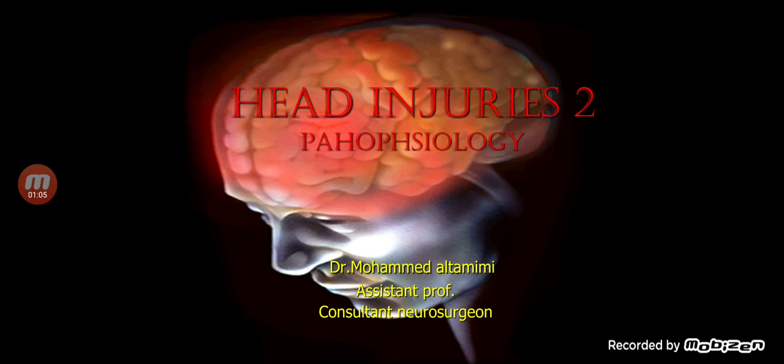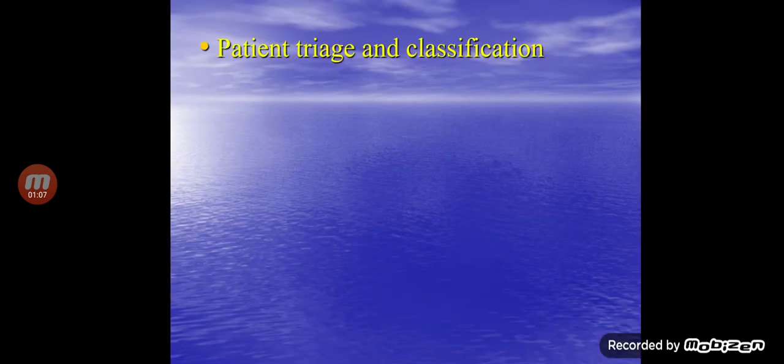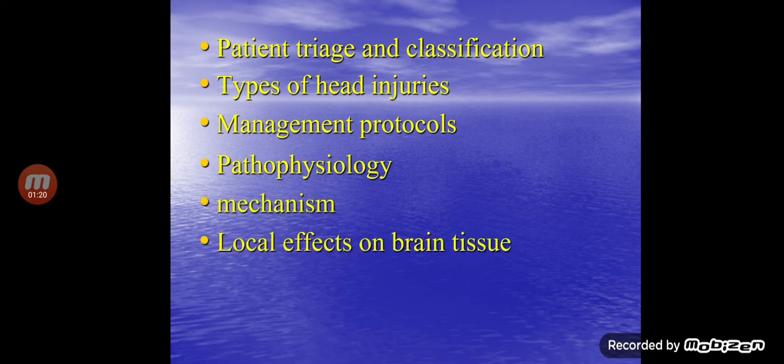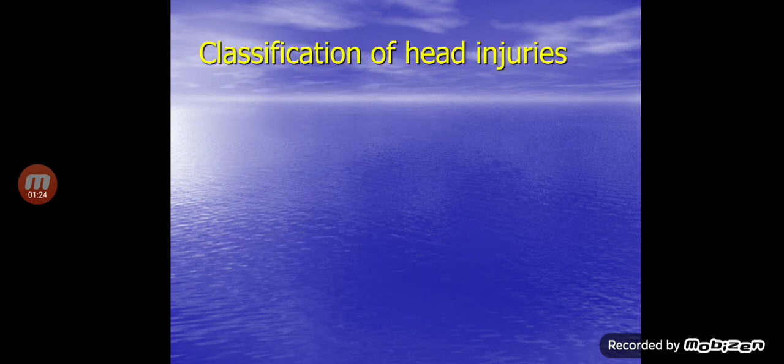We talked previously about patient triage and classification, the types of head injuries and their management protocols. But today we will focus our talk on the pathophysiology, the mechanism, the local effects on the brain tissues, and the systemic effects of traumatic brain injuries.